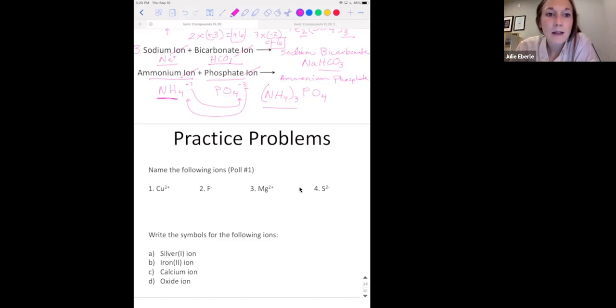Okay, number 3, the magnesium Mg with a 2+ charge. The majority voted for magnesium 2 ion. Is this correct? No. Why? Because it's not a transition metal.